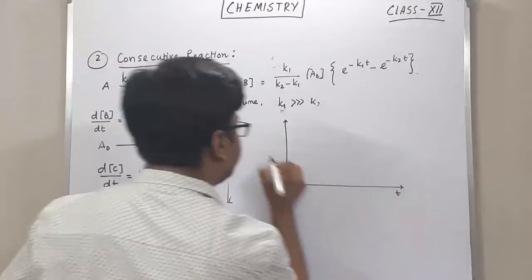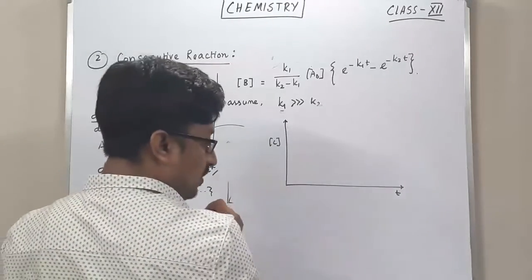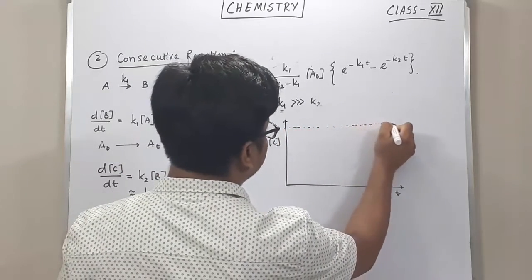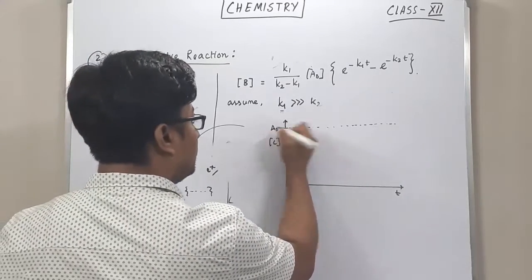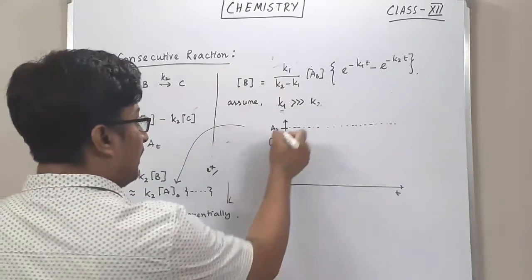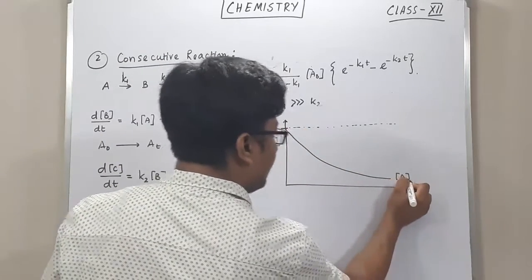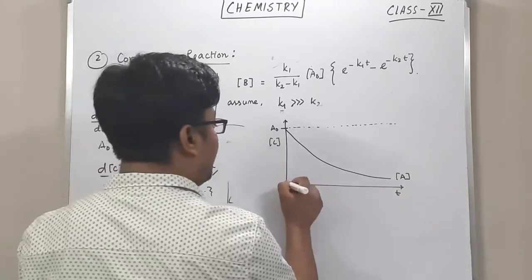Concentration. Now initially, this is your A0 value, correct? A will definitely decrease exponentially. This is the concentration of A, which will decrease exponentially, correct? Now, what will happen to B?